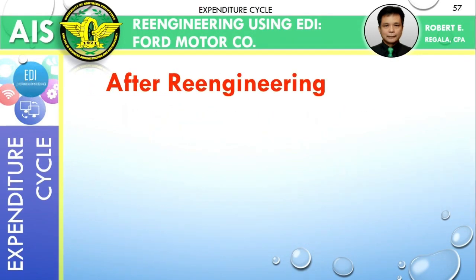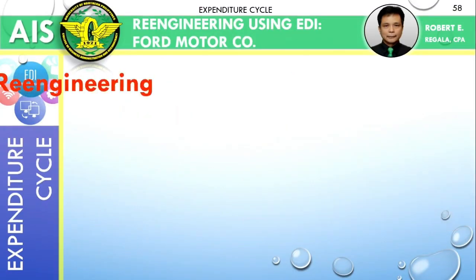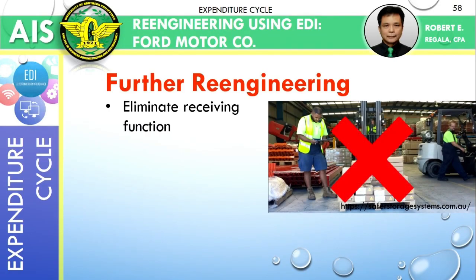As a result of its re-engineering effort, Ford was able to simplify its workflow and reduce its AP staff from 500 to 125. Some organizations have taken re-engineering even further by eliminating the receiving function entirely. The approach is to send goods directly to the production department and thus bypass the receiving area and avoid production delays and the associated handling costs.